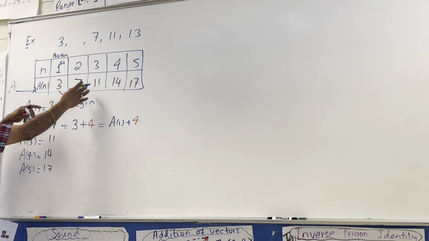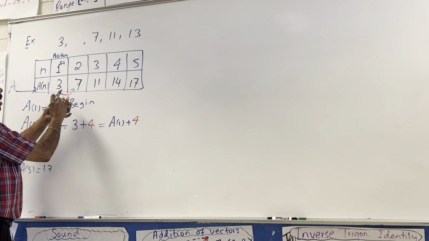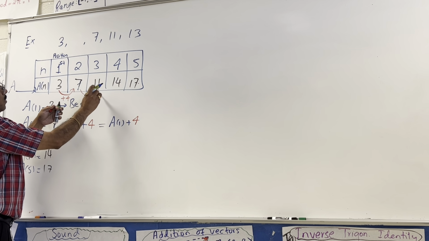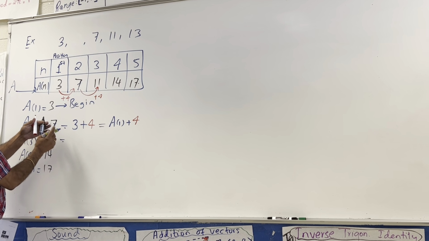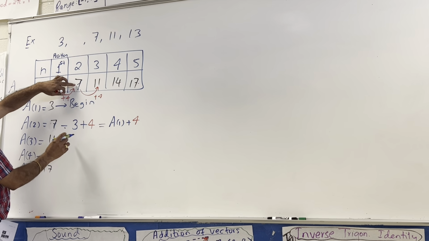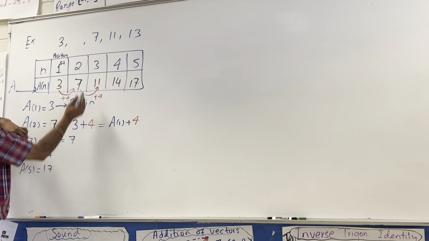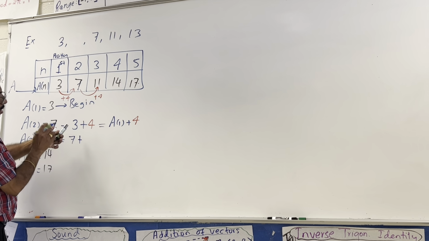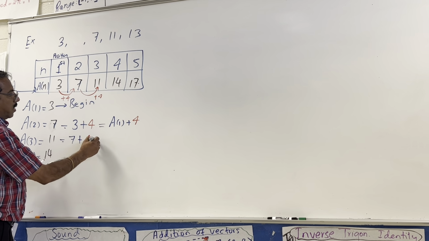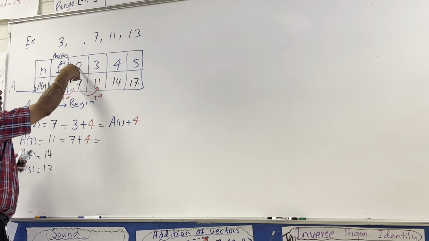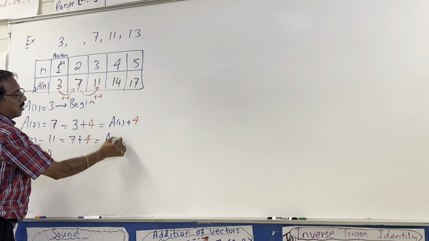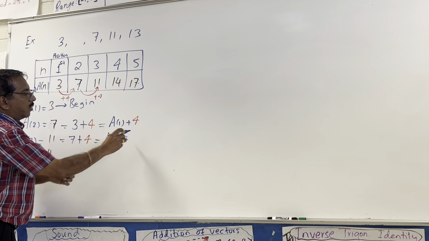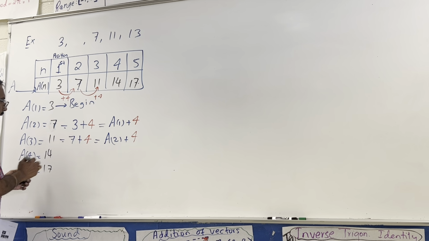Now how did you get 11? You are adding another 4. The previous number was 7, and you are adding 4. Seven is at the second position, so A2 plus 4. And likewise, let's build this up.